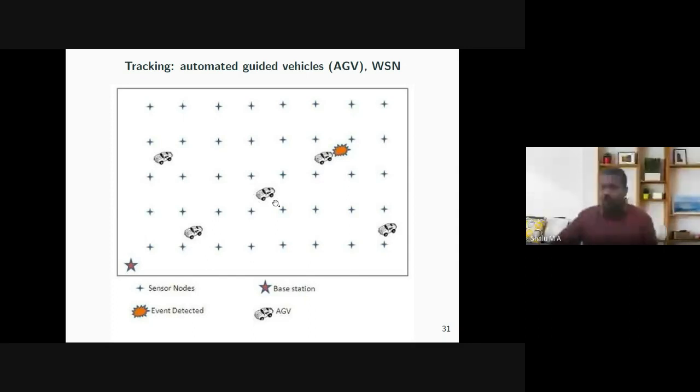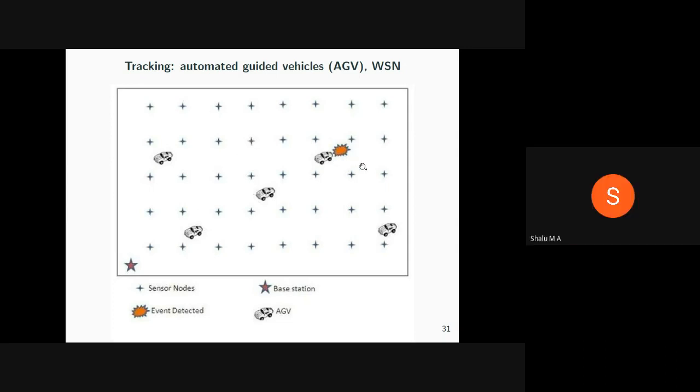But you need to solve many problems, and I will just wind up with one such problem. Here, you have one motion detected. Let's say the next motion is somewhere here, and the next motion is somewhere here. When the next motion is here, the base station has the location, but to get the video feedback, you have these automated vehicles. So that the base station gets the video footage, you have to make arrangements. You have to change the position alignment of these automated guided vehicles.